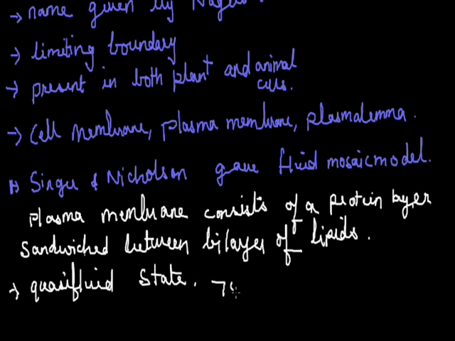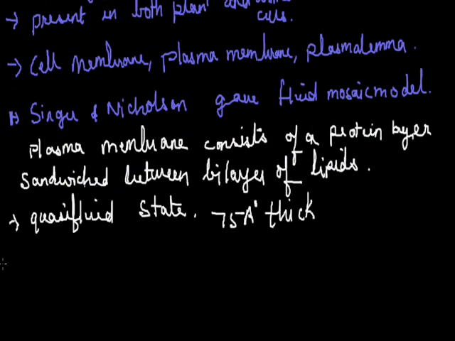And it is 75 angstrom thick. According to Singer and Nicolson and the fluid mosaic model which they gave, the plasma membrane consists of a protein layer sandwiched between a bilayer of lipids, and it is in the quasi-fluid state. It is about 75 angstrom thick.